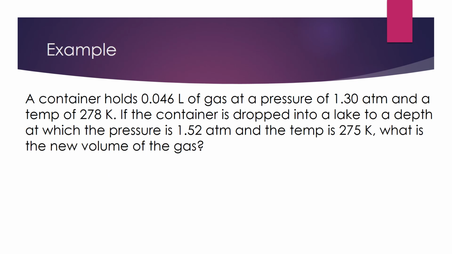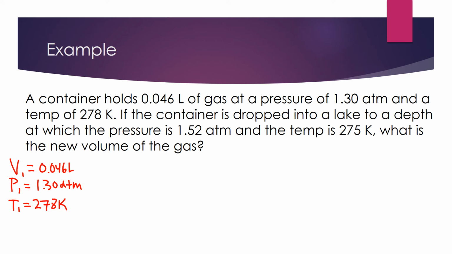So here's an example. Now when you look at these problems, they're going to be super complex looking, so you have to make sure you go through and label your variables. So it says a container holds 0.046 liters of a gas. So I'm just going to go ahead and write V1 equals 0.046 liters. And it tells me that the pressure of that sample, we'll call that P1, is equal to 1.30 atmospheres. Now it also tells us that the temperature of that sample is 278 Kelvin.